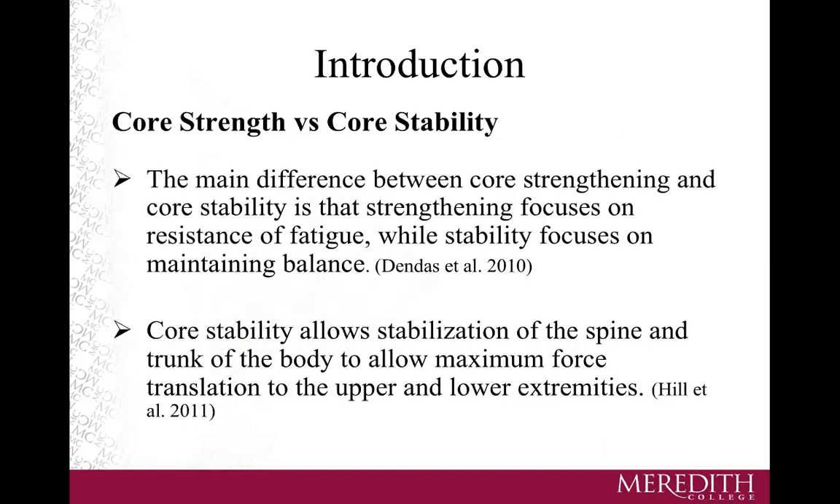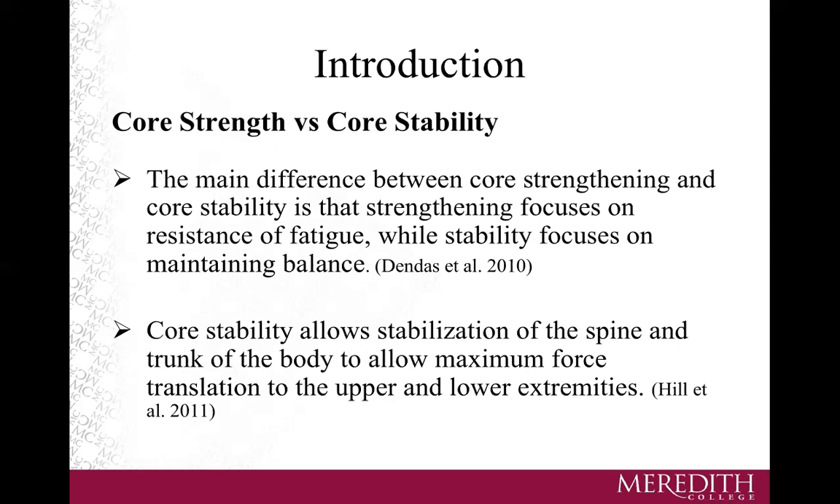Another key concept to understanding this research is the difference between core strength and core stability. The main difference is that strengthening focuses on resistance of fatigue, while stability focuses on maintaining balance. Core stability also allows stabilization of the spine and trunk of the body to allow maximum force and translation to the upper and lower extremities.